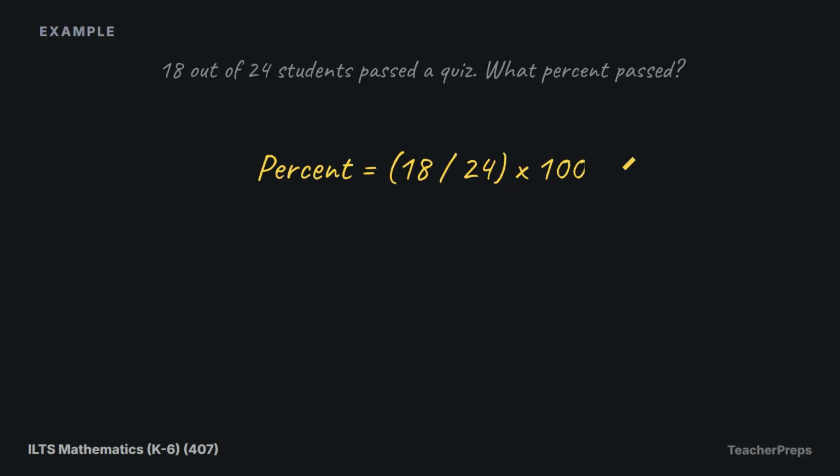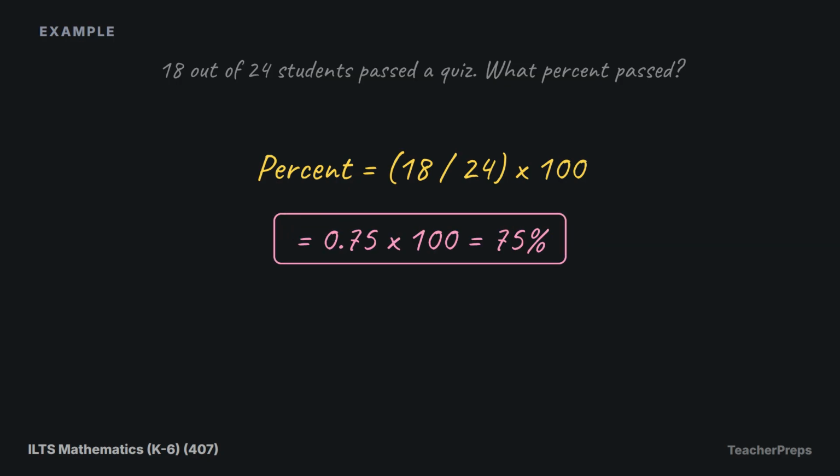Identify part as 18 and whole as 24, then substitute into the formula. Divide first to get the decimal, then multiply by 100 to convert to a percent.